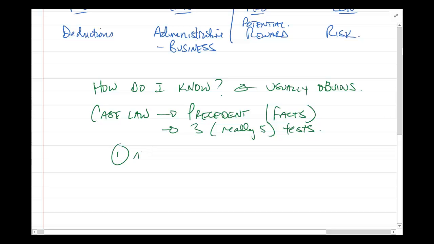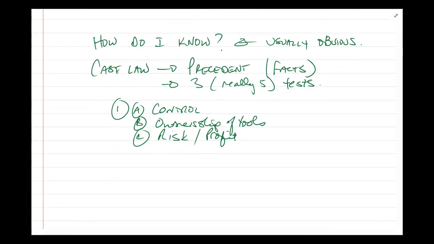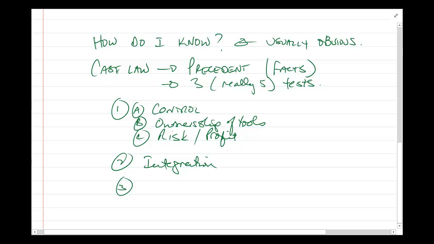The first one is control. The second one is ownership of tools. The third piece is the chance of loss, chance of profit. I'll just put that as risk, profit. Who bears it, basically, is the question. And then the other 2 are what we call integration. All these go by different names, and it doesn't really matter what you call them. It's that you understand the basics of it. And the last one is the specific result.